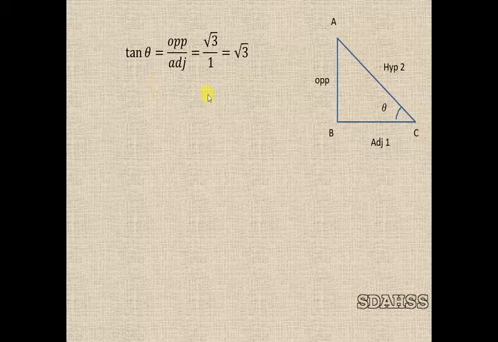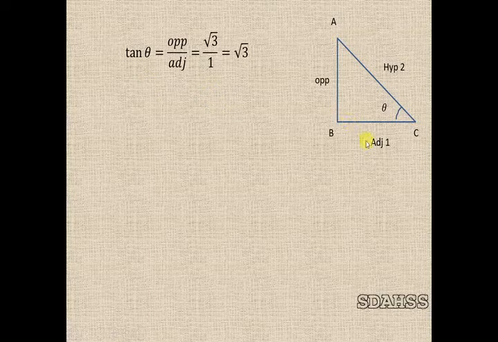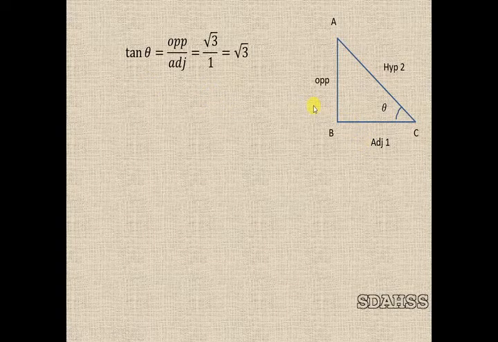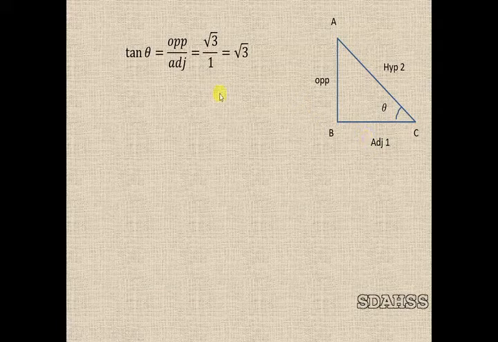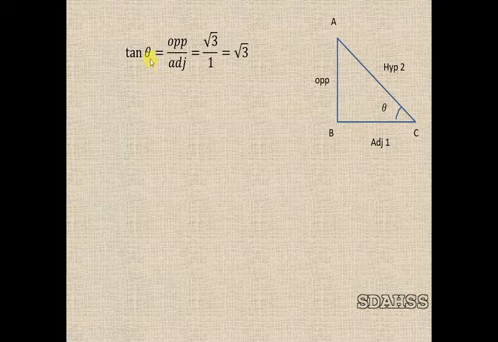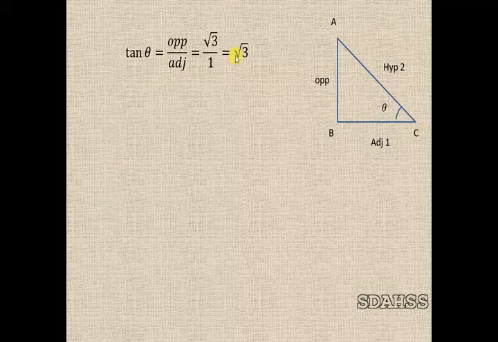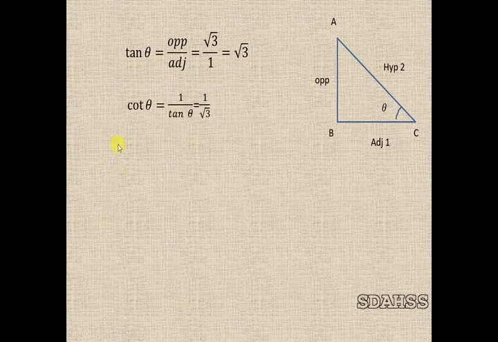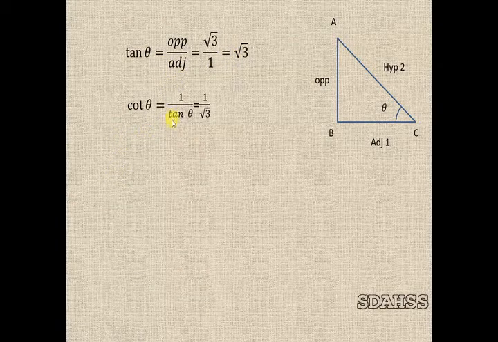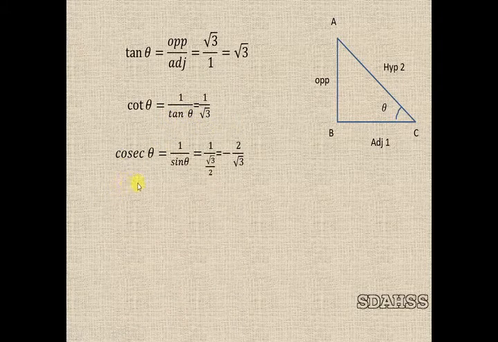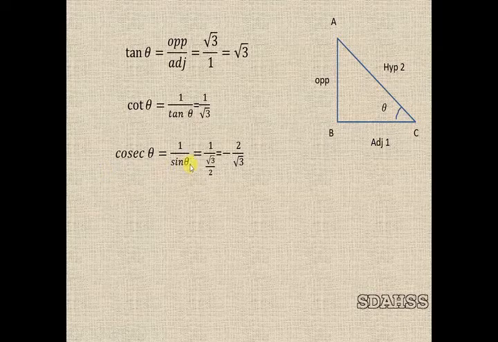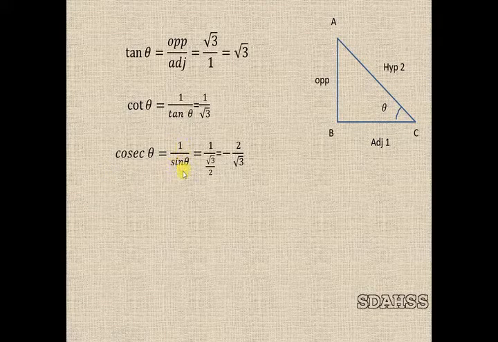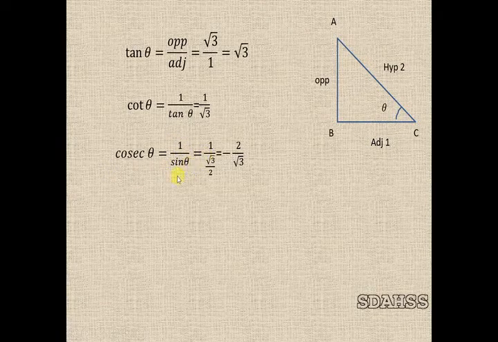Tan theta means opposite by adjacent. Opposite side is root 3, adjacent side is 1. Theta lies in the third quadrant, so tan theta is positive. Then cot theta equal to 1 by tan theta, which is equal to 1 by root 3. Cosecant theta means 1 by sin theta, which is 1 by root 3 by 2.